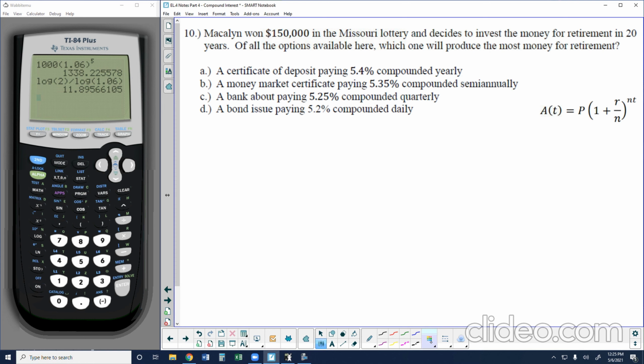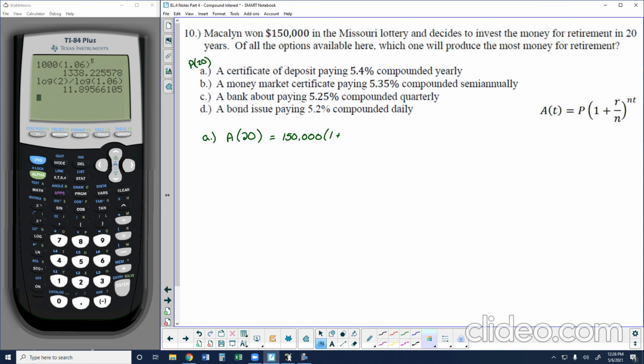So what we want to do is take a look at the different options and find the value after 20 years. So we want to find A of 20 for each of these scenarios. So in scenario 1, we have A of 20. It's a certificate of deposit paying 5.4% compounded yearly. In each of these cases, we are going to have the same principal. We're going to assume she's investing all of the money for retirement. We're going to have the same time period, in 20 years.